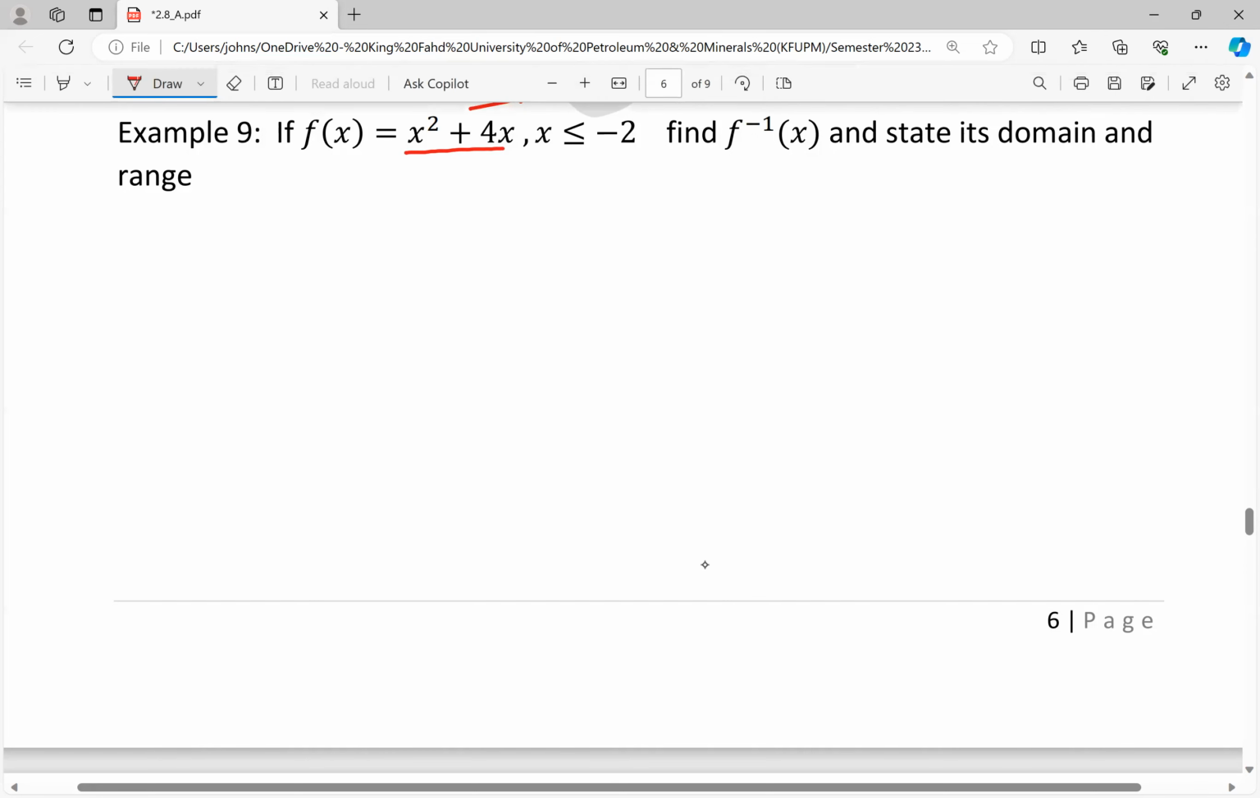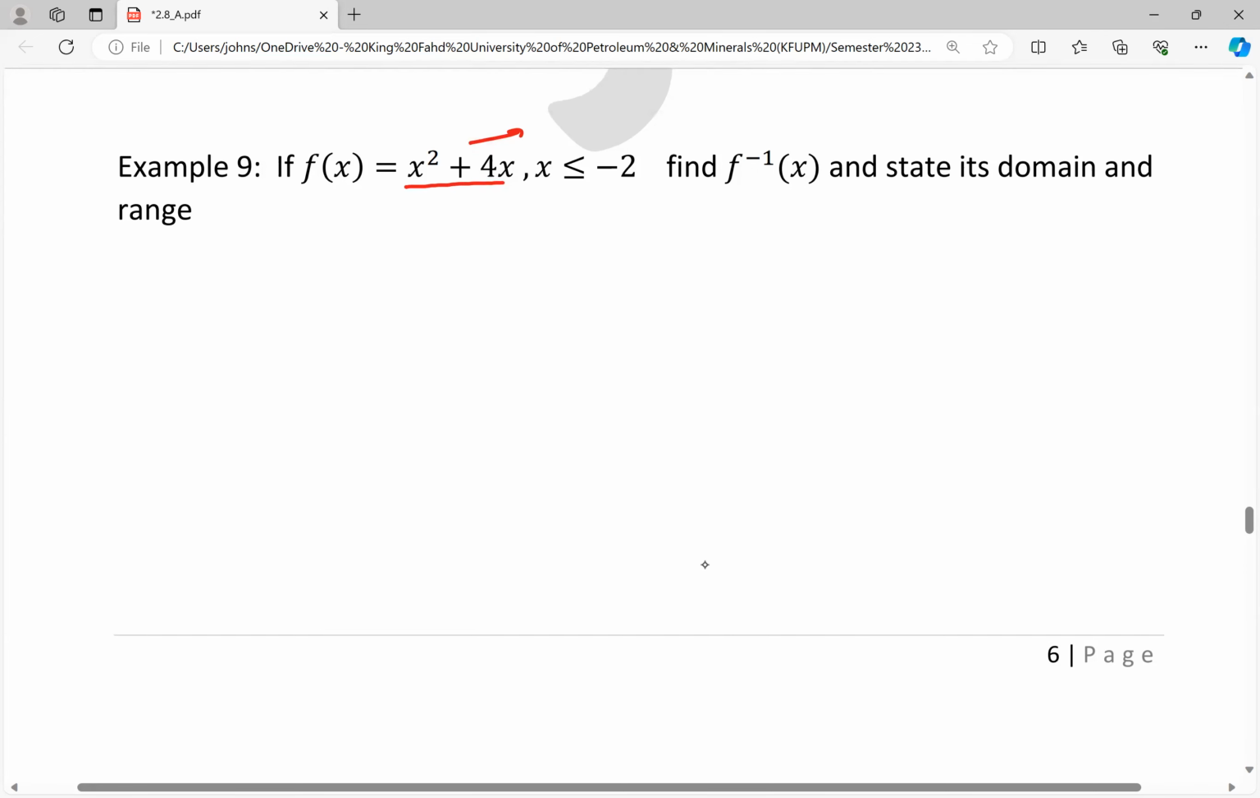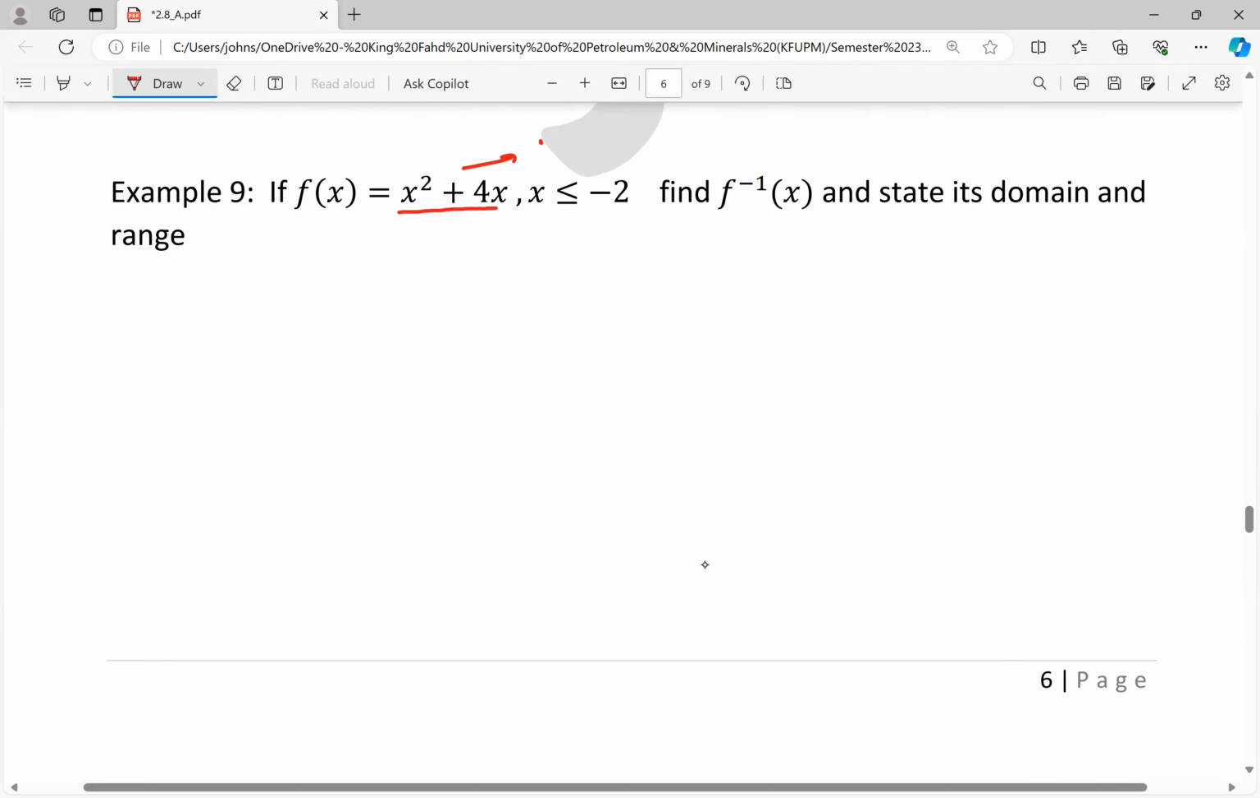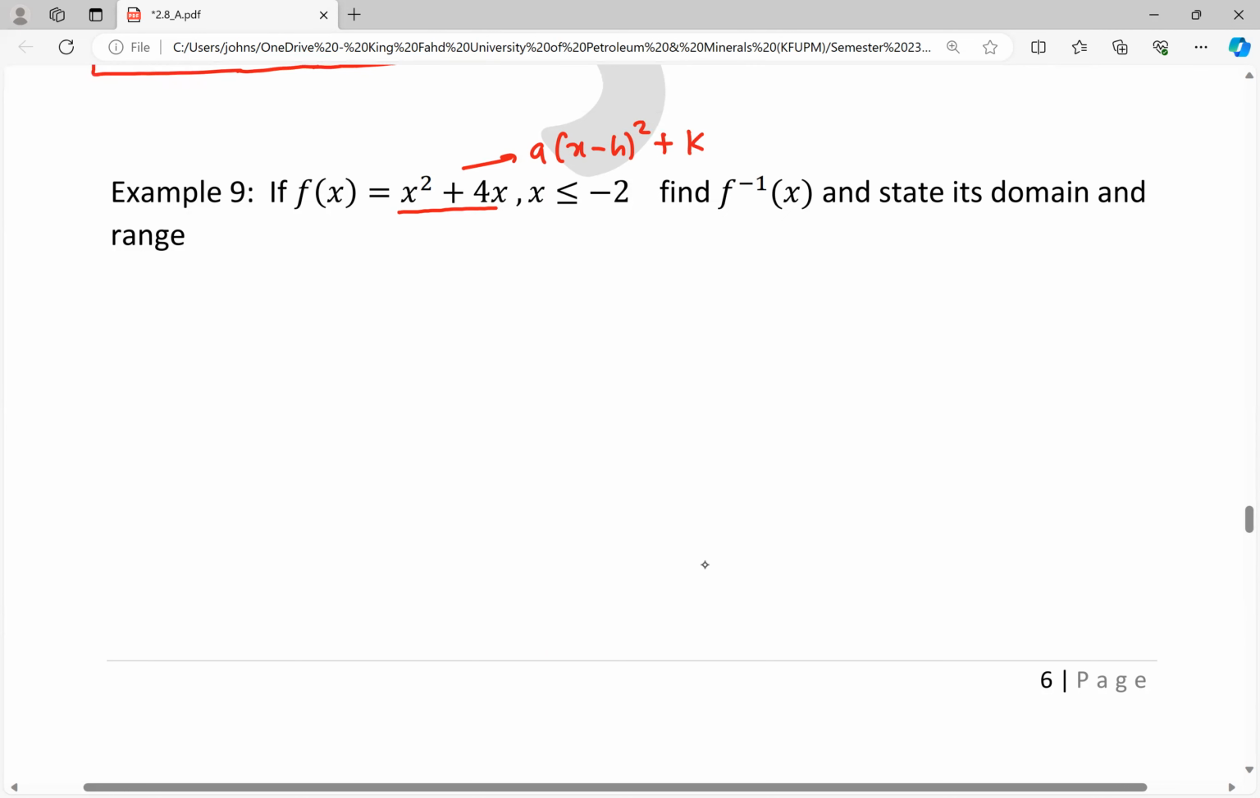Why am I doing this? So that you can see that this function is 1-to-1. You can write it as a times x minus h squared plus k, right? Where h and k are the vertex. So you can find h and k. This is in general form. You can change it to standard form, right? So that it can be easy to visualize the graph.